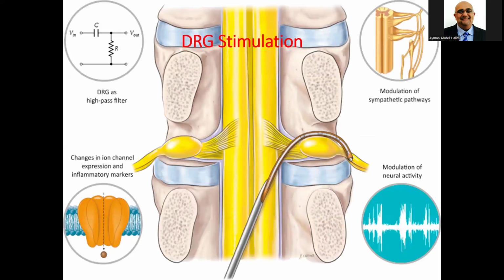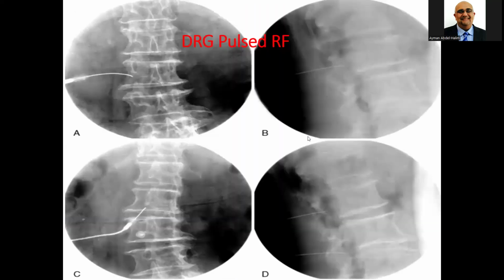DRG stimulation, again, you need to put it around the dorsal root ganglion. Now you can also do DRG with pulsed radio frequency. I just wanted to be clear about it. If you're not placing a spinal cord stimulator, you can do pulsed radio frequency for the DRG.